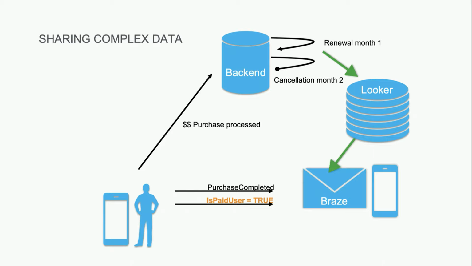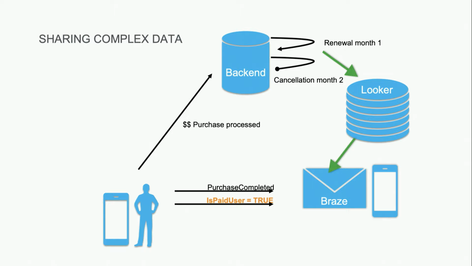So what's the alternative to that? The Action Hub with Looker and Braze gives you a connection between the data that you already have and already have structured in the way that you like to consume it from Looker into Braze. And from these complex behaviors like renewal month 1 or cancellation month 2, you could set attributes, you could set events that end up helping you to trigger off communications that follow from those more complex points in the user's lifecycle.